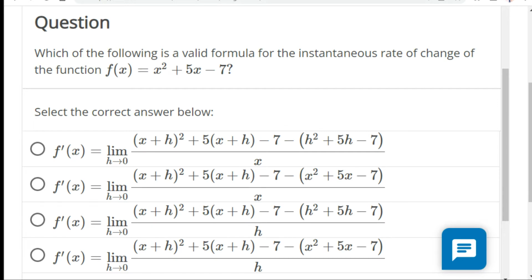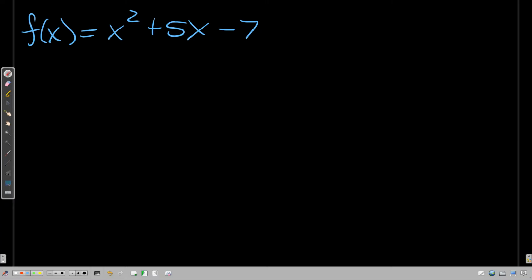Which of the following is a valid formula for the instantaneous rate of change of this function? Well, instantaneous rate of change is our interpretation of what the derivative gives us. Because the slope of the secant line is the average rate of change, so if I'm finding the slope of a tangent line, it must be like the average rate of change, but over what interval? There's no more interval since it's just tangent, so it's kind of like the instantaneous rate of change where your interval has dropped down to be a single point.